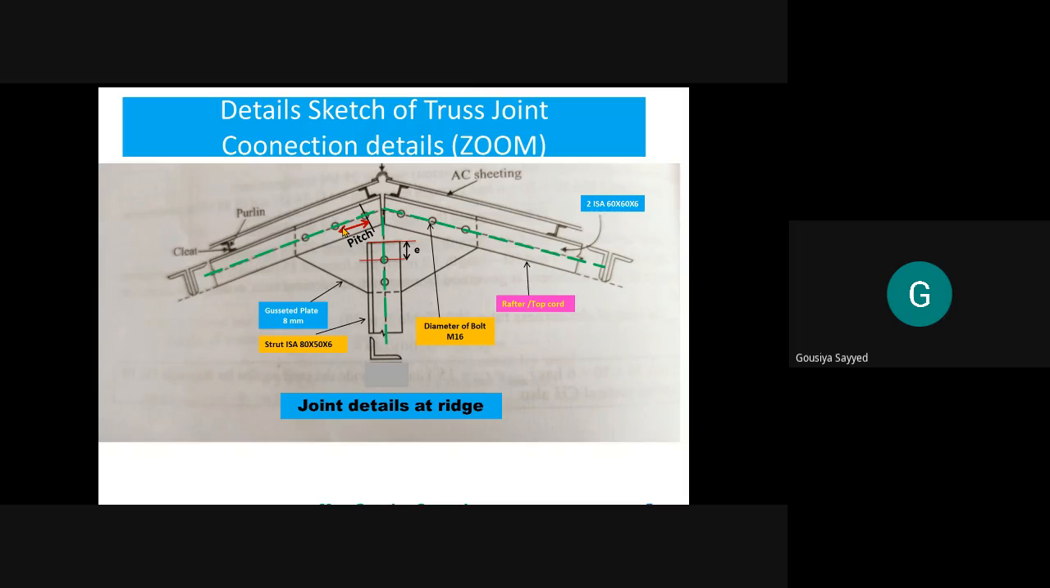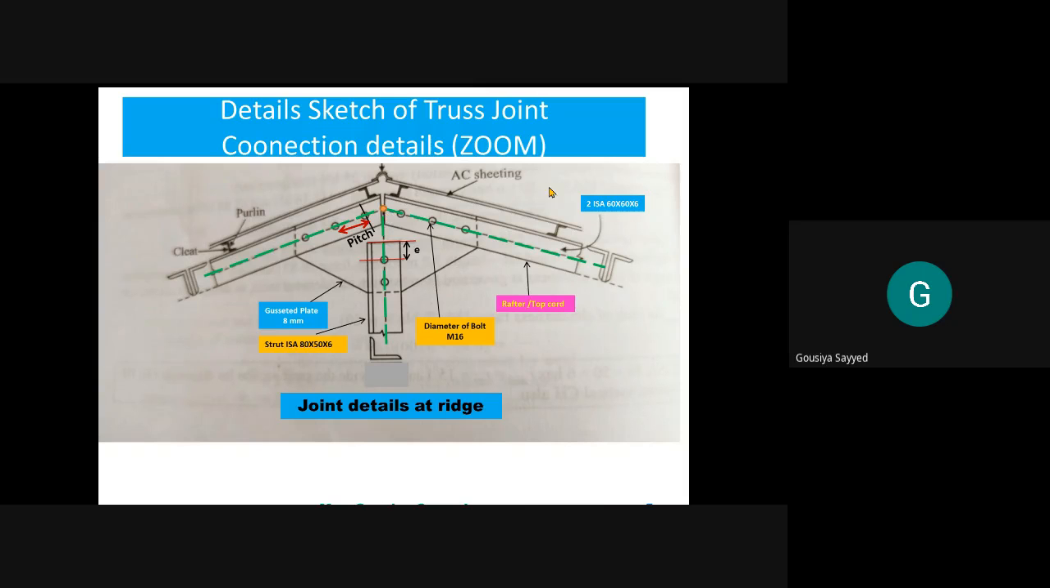The connection should be so arranged that the centroidal axes of members meeting at the connection meet at a joint. So care should be taken that you place these members so that the centroids of all the members are joined at one joint. And this is the important factor you have to keep in mind while placing the bolts and connecting these different members with the gusseted plate. Care should be taken that the centroidal axes of members meeting at a connection meet at a joint.